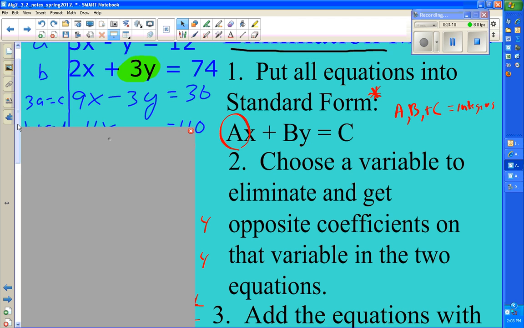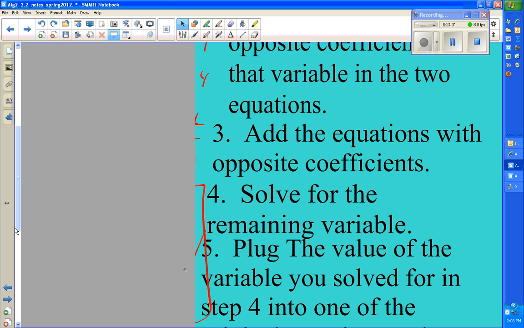So when we add B to C, 2x plus 9x, how much? 11x. 3y plus negative 3y, eliminated, gone. And 74 plus 36 is 110. So once you add these equations, one of your variables is going to disappear.